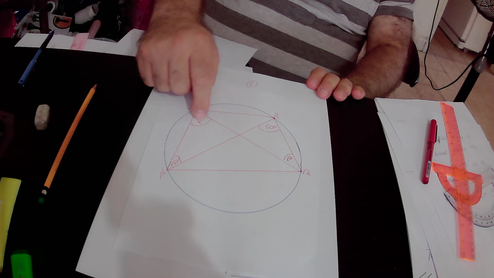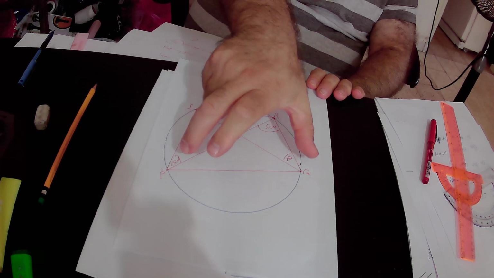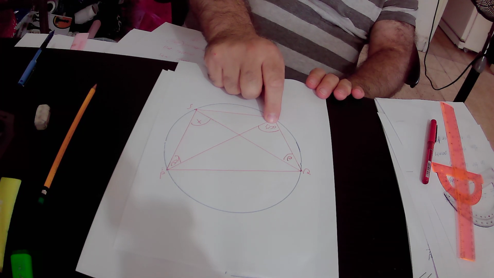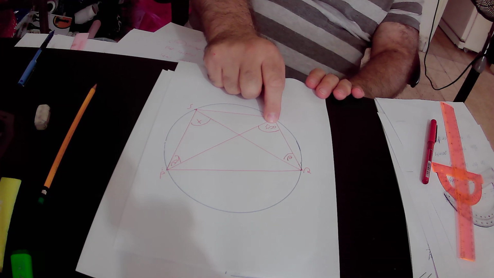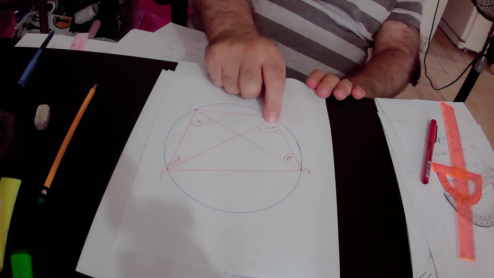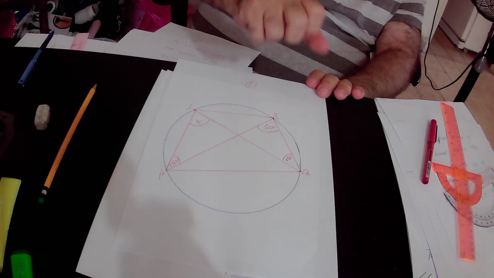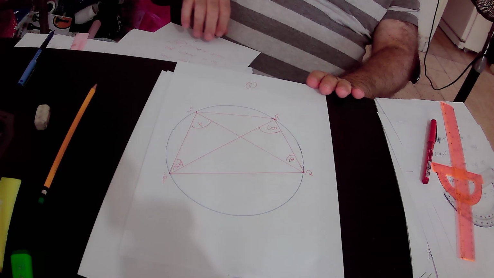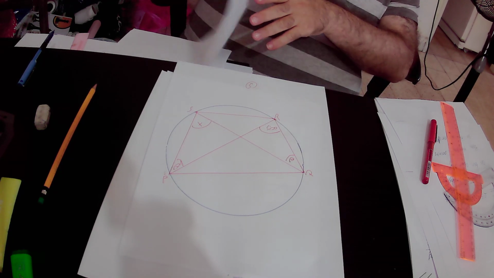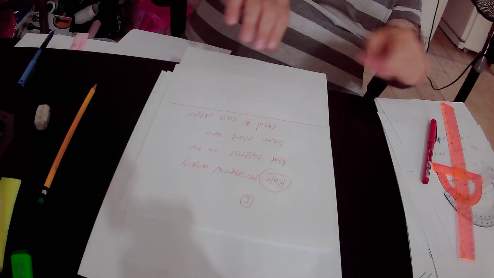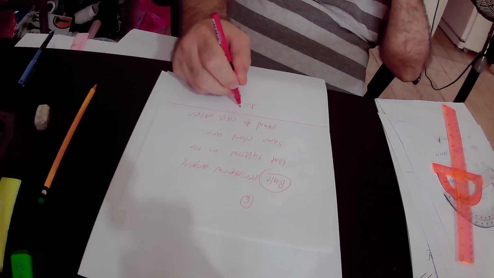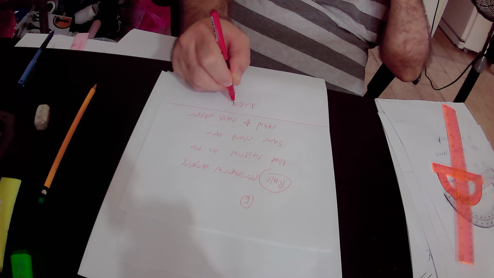Angle X subtends on chord PQ, and this angle that equals 50 degrees also subtends on the same chord PQ. Therefore, those two angles are equal to each other. That is to say, angle X equals 50 degrees.